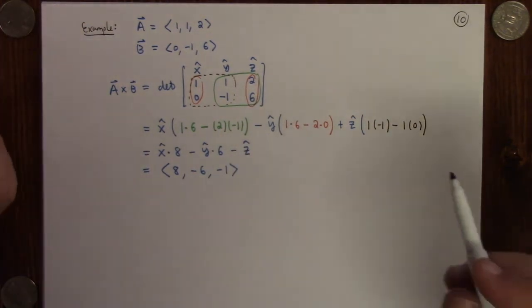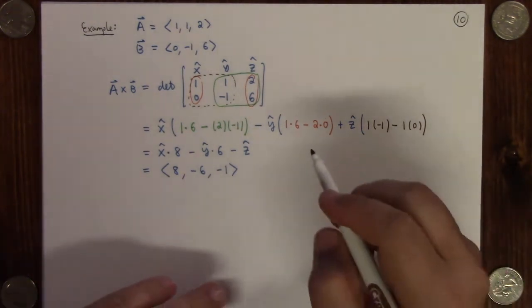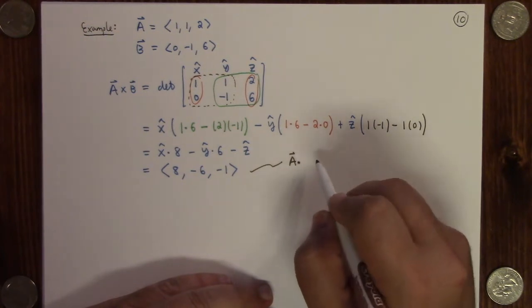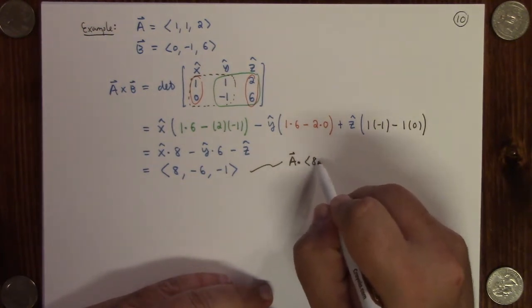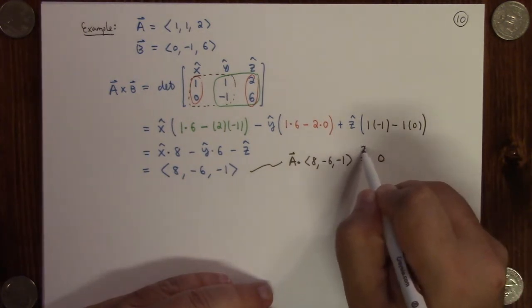Now, there's a lot of steps there, right? So did we do it right? Let's check. How do we check? Well, the easiest way to check is: is a dot (8, minus 6, minus 1) equal to 0? Question mark, right?